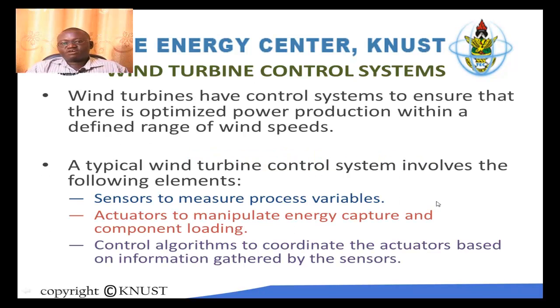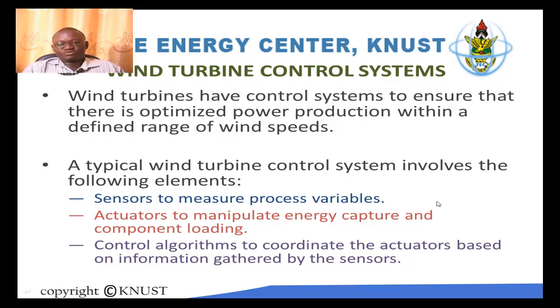So we move on to the control systems of the wind turbines. The control systems help the wind turbine systems to actually make decisions about optimizing power production from the wind turbine. And a typical wind turbine control system has three main components. That's sensors, to measure the process variables. It has actuators to manipulate the energy capture and component loading. Then you have control algorithms to coordinate the actuators based on information gathered by the sensors. So basically, these control algorithms are the heart of the whole decision-making process of these particular control systems.